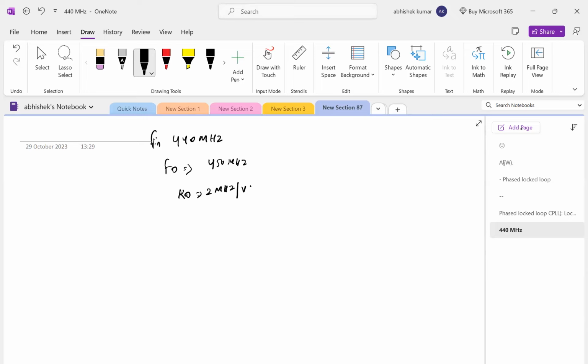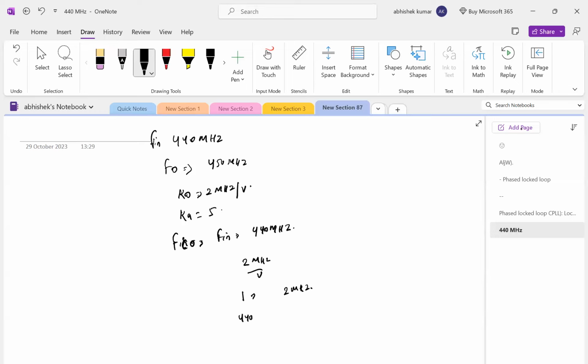If the loop is locked to an input signal, it means that F VCO equals F input, and that is 450 megahertz. What is the control output voltage at this signal? You can see 2 megahertz per volt. It means that for 1 volt we can have 2 megahertz.